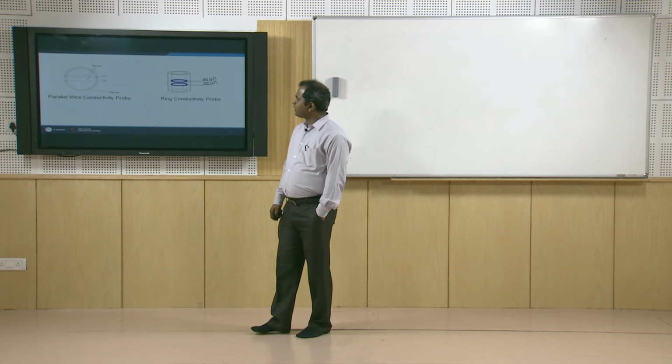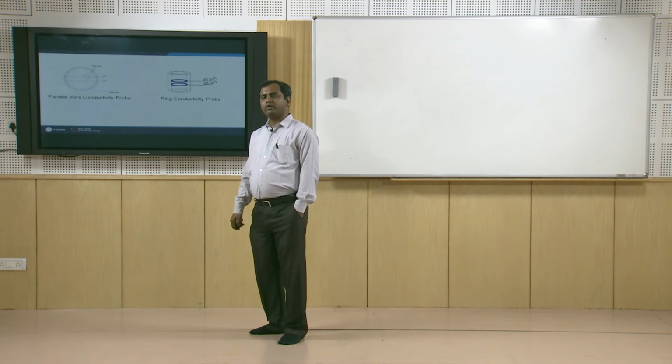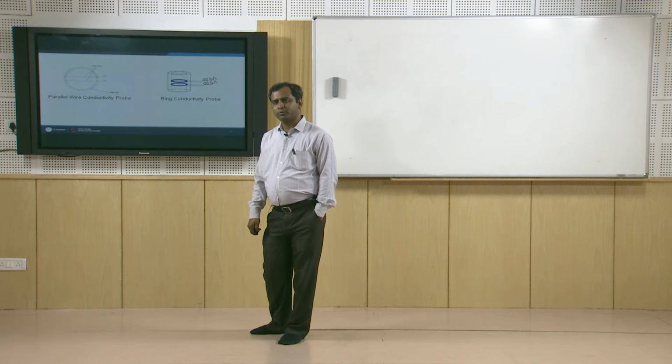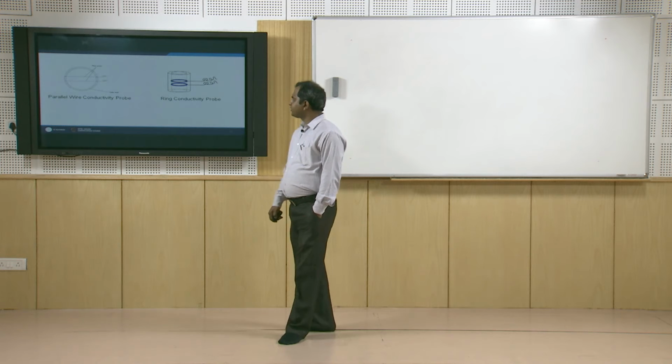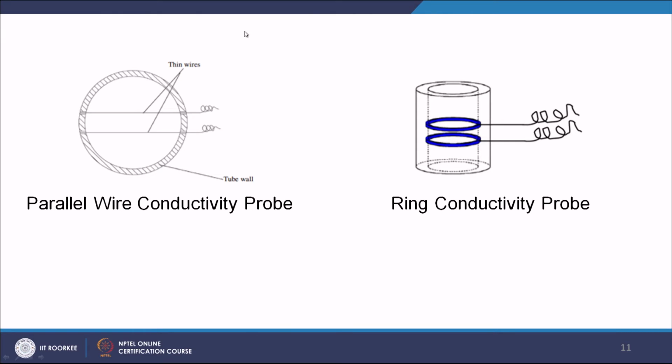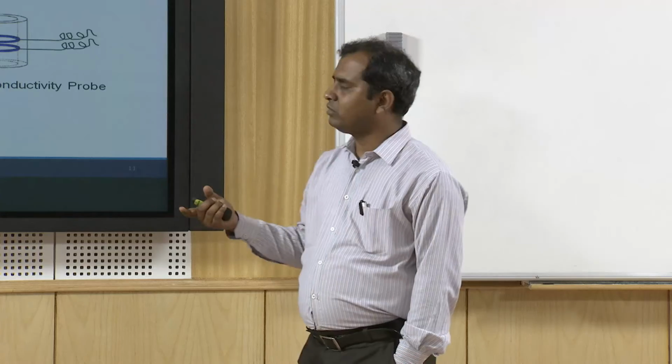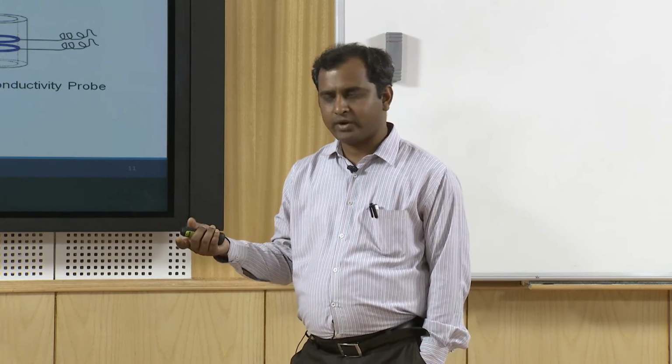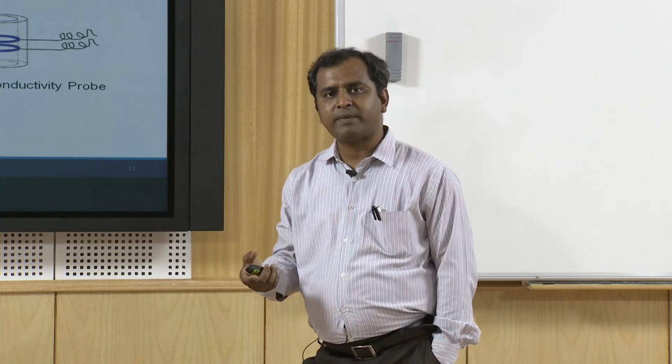So, let us see what are the different types of electrical conductivity probes available. First, here you see we are having a parallel wire conductivity probe. This is a cross section of the pipeline. What we do is make holes like this, face to face, and we pass electrical wire. This can be copper wire or aluminum wire, through which we can pass electricity.